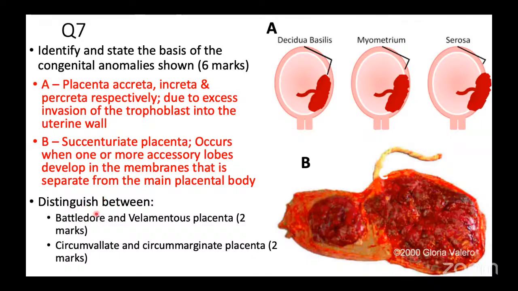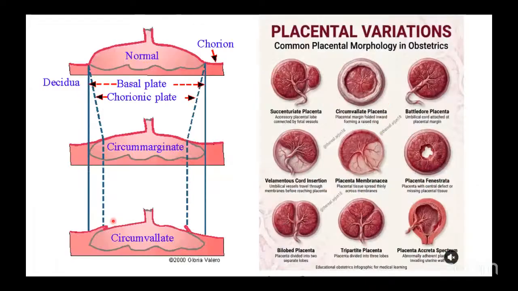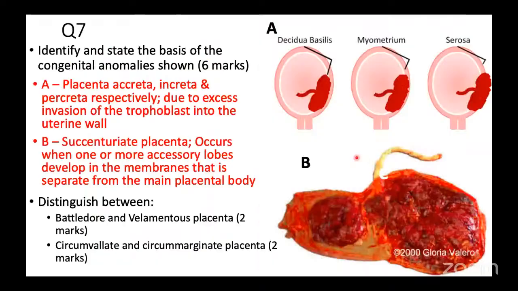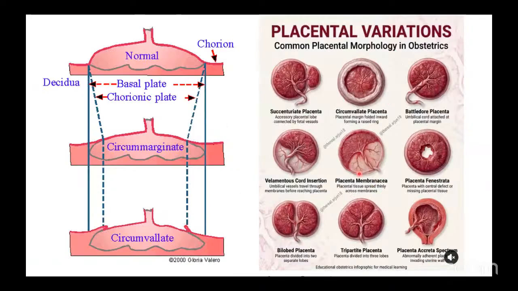As for part B, distinguish between Battledore and placenta velamentosa. And then part C is circumvallate and circummarginate. So the answers are here. Let's look at the one on the right first. We've already seen succenturiate placenta, where you have an accessory lobe of the placenta. As for velamentous insertion, here the cord is inserting at the edge, so it passes through the membranes before it reaches the placenta.